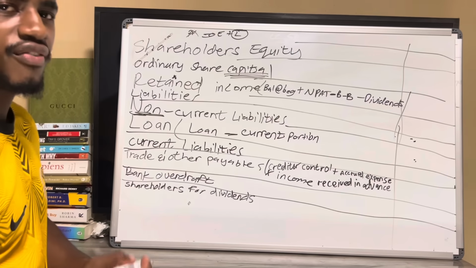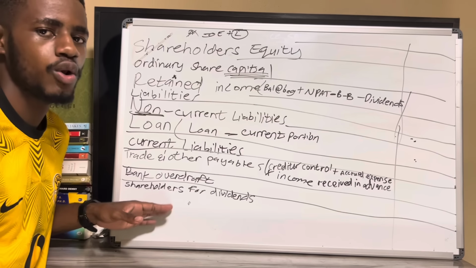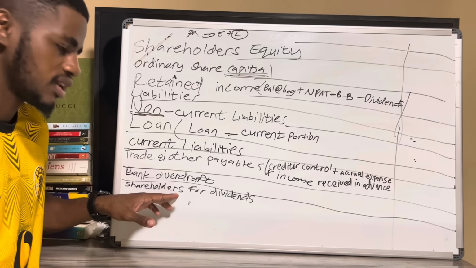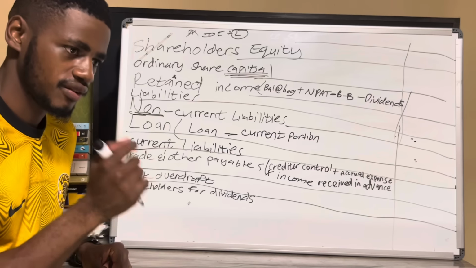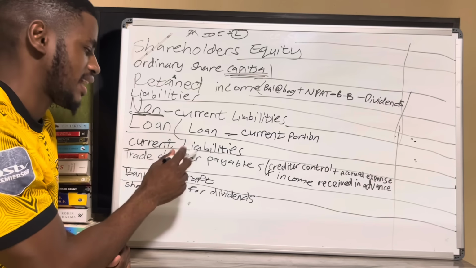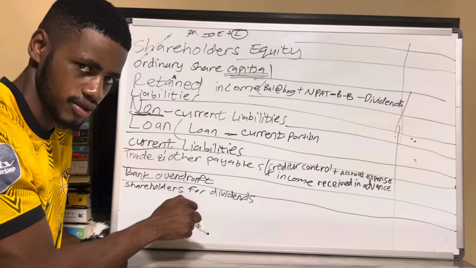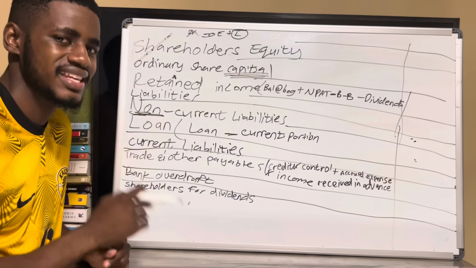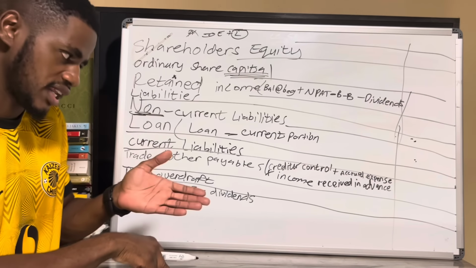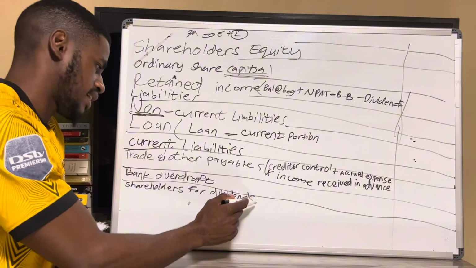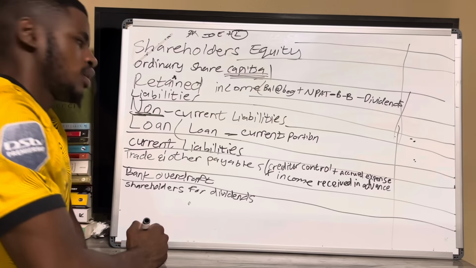So we call final dividends shareholders for dividends. So when you see this word, it just means final dividends. It is here under current liabilities because we have not yet paid for this in this year. We are only going to be paying for this at the beginning of next financial year. Final dividends, we put them here.